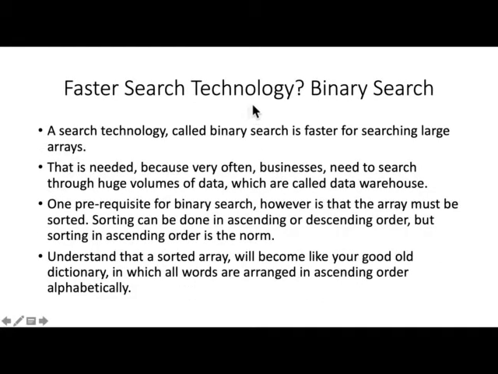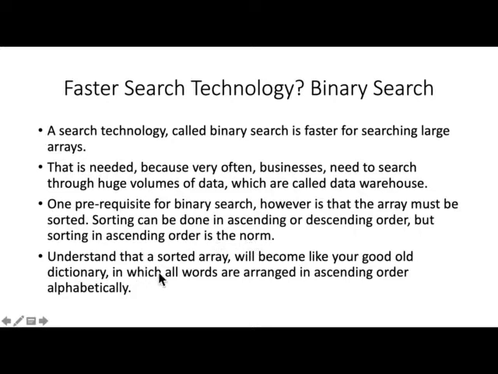So what is the faster search technology? It's binary search. A search technology called binary search is faster for searching large arrays. That is needed because very often businesses need to search through huge volumes of data, which are called data warehouses. One prerequisite for binary search, however, is that the array must be sorted. Sorting can be done in ascending or descending order, but sorting in ascending order is the norm.